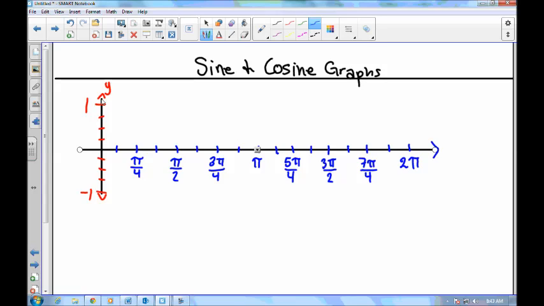And instead of putting this as the x-axis, I'm going to label it with theta and put arrows. Okay, so again, in order it says pi fourths, pi halves, 3 pi fourths, pi, 5 pi fourths, 3 pi halves, 7 pi fourths, and 2 pi.